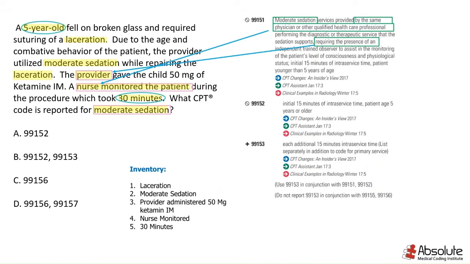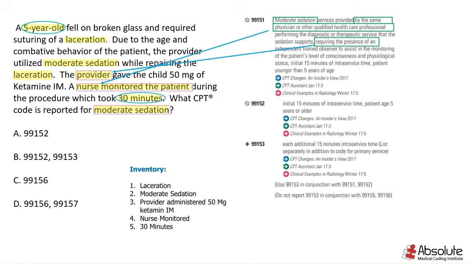So let's cross-check the age of the patient in our scenario. We have a 5-year-old patient. So 99151 is a wrong answer because it is coding for a patient who is younger than 5. In our scenario, the patient is 5 years old. Also, the same physician or surgeon is administering the moderate conscious sedation and doing the laceration repair as well. So the code family is correct, but the CPT code is wrong.